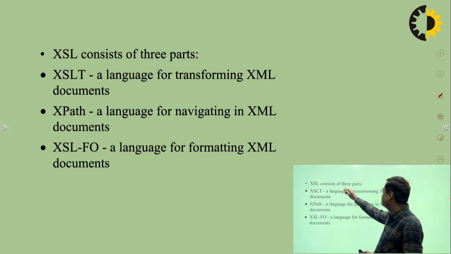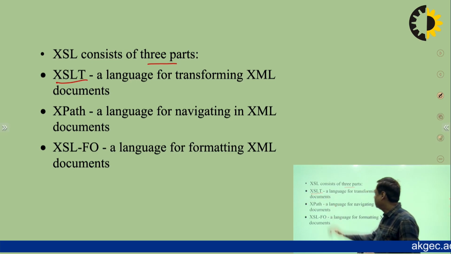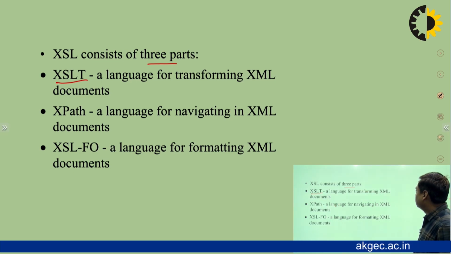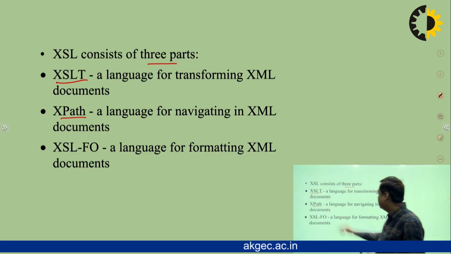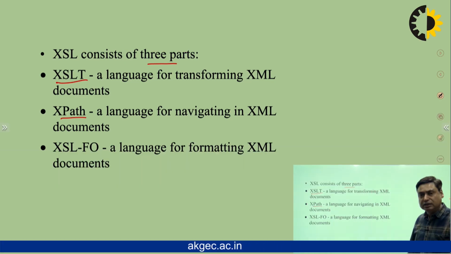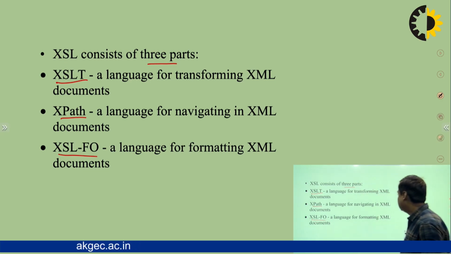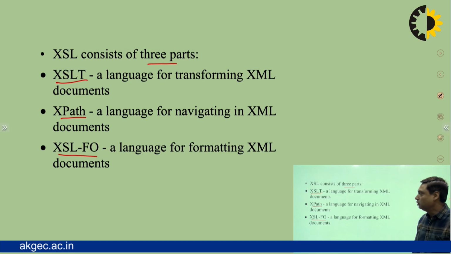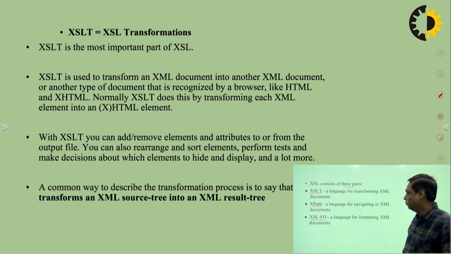So XSL has three parts. One is XSLT, that is, it is a language for transforming XML documents. Second is XPath, it is a language for navigating in the XML documents. Then XSLFO, basically it is used for formatting. So XSL has three parts: XSLT, XPath, and XSLFO.